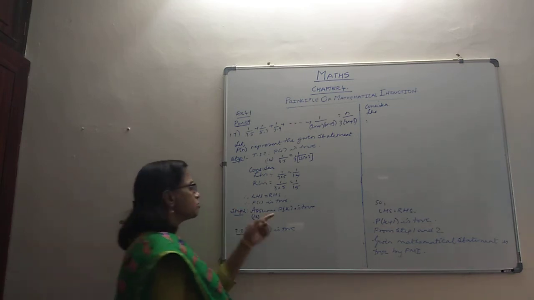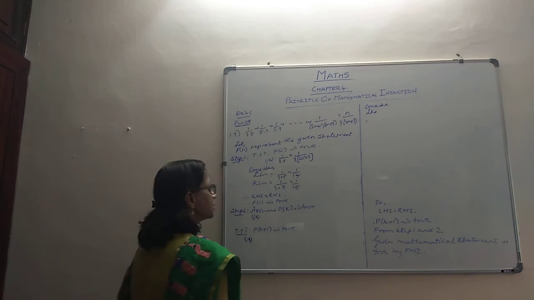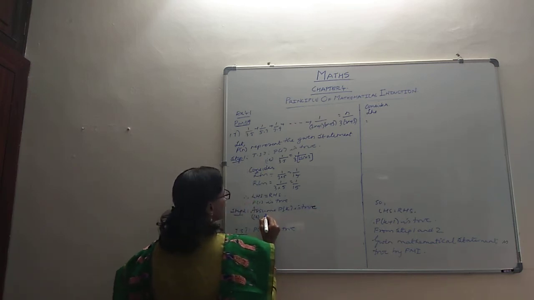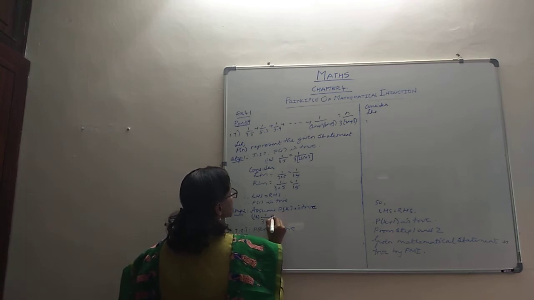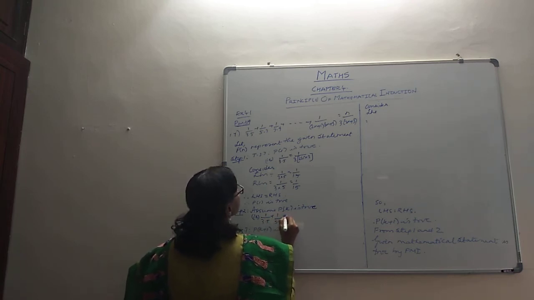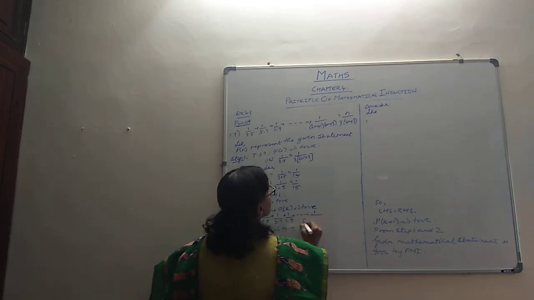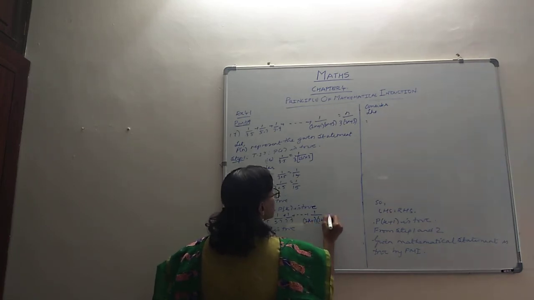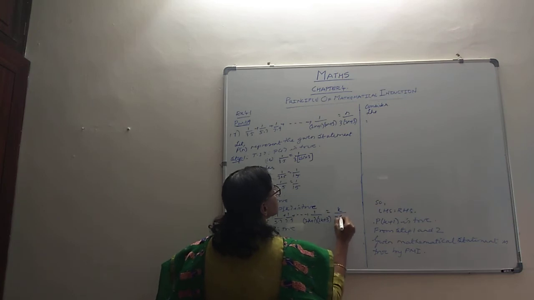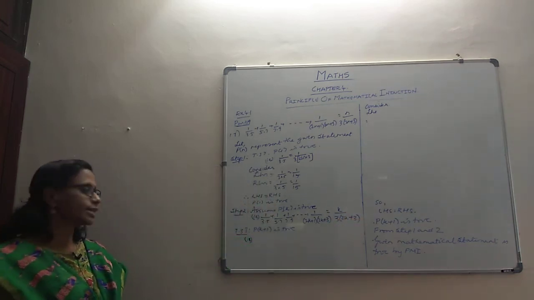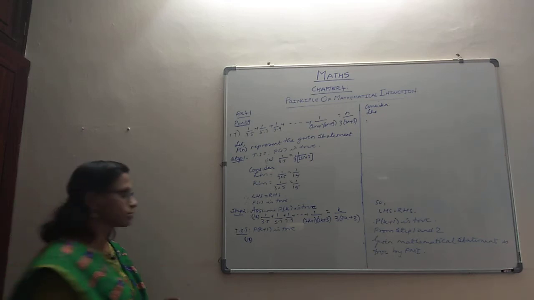Step 2 is assume P(k) is true. Wherever n is coming, we substitute k. So 1 by 3 into 5 plus 1 by 5 into 7 plus 1 by 7 into 9 and so on, 1 by (2k plus 1) into (2k plus 3), is equal to k by 3 times (2k plus 3). So that's how it is. Then you have to show that P(k plus 1) is true.